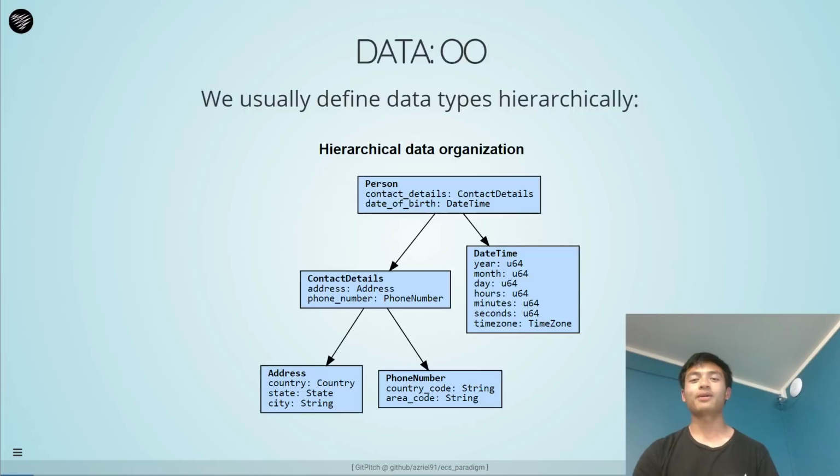So OO, I hope everyone's familiar with this. OO stands for Object-Oriented Programming. And so in OO, we usually define data types hierarchically. So if you have a struct or a class, your fields are going to be either primitives or richer types. And if they are richer types, they're going to be their own structs, which further have their own fields as well. And so over here, you can see in this example, we've got a person at the top level. The person has two fields, contact detail and date of birth, and each of those have their own fields down the line.